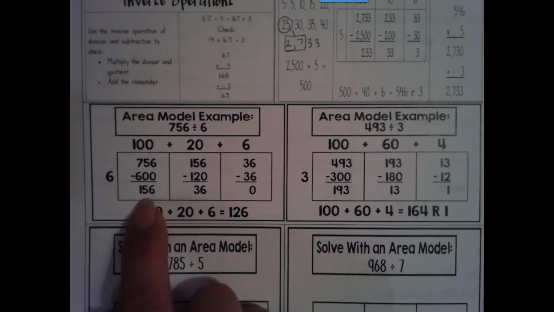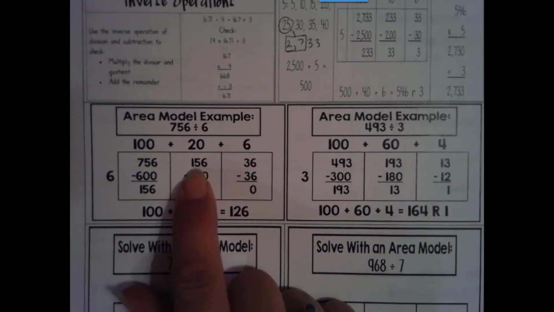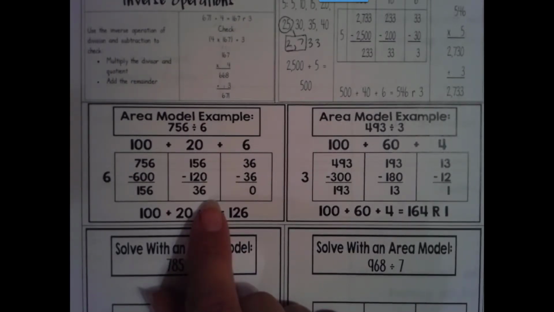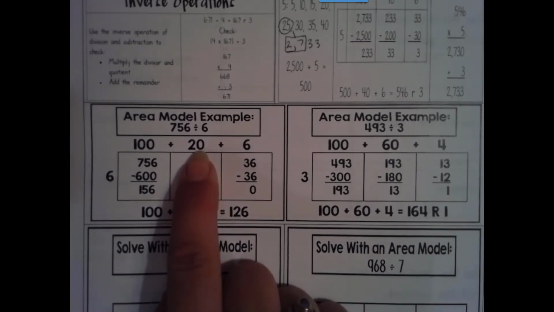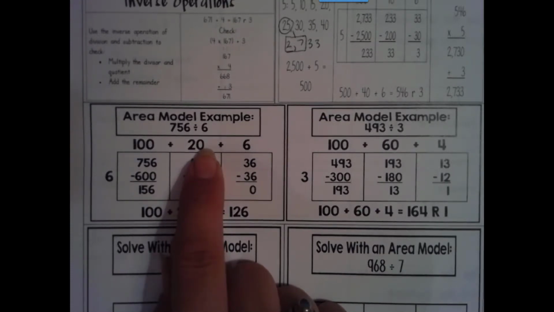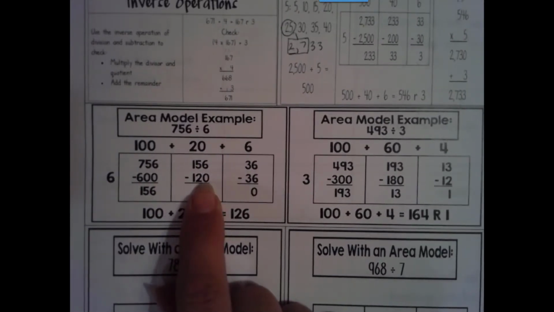Then I subtract, I get 156. I can still take groups of 6 out, so I'm going to bring that up here. Now if I didn't know, I could just multiply by 10 and take out groups of 10 sixes, or 60, as many times as I can. I'm going to go ahead and do 20 because I can multiply by 2s pretty well, and then the placeholder, that 10 just moves it over a place. So 20 times 6 is 120. Take out those groups, I end up with 36.